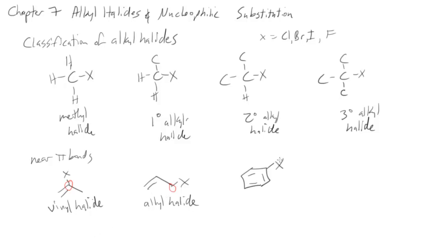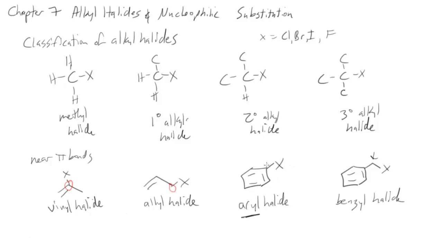We can have a halogen that's on a benzene ring. A halogen on a benzene ring would be called an aryl halide. So if we think about it, that's sort of based on the word aromatic. So an aryl halide. And if we have one on a carbon next to a benzene ring, this is called a benzyl halide.